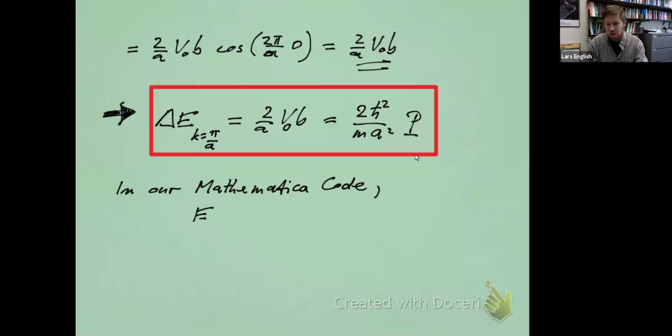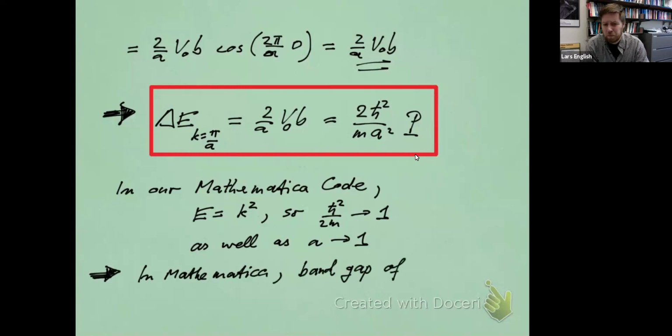Furthermore, in the code also, we have to non-dimensionalize everything. Basically E was just equal to K squared, the prefactor was just one, so H bar squared over 2M was just set to one. Also, we set little a to one, as you remember. So here we have an H bar squared over M, but H bar squared over 2M is one, so H bar squared over M has got to be two, and a is one. We're going to get a band gap size of four capital P.